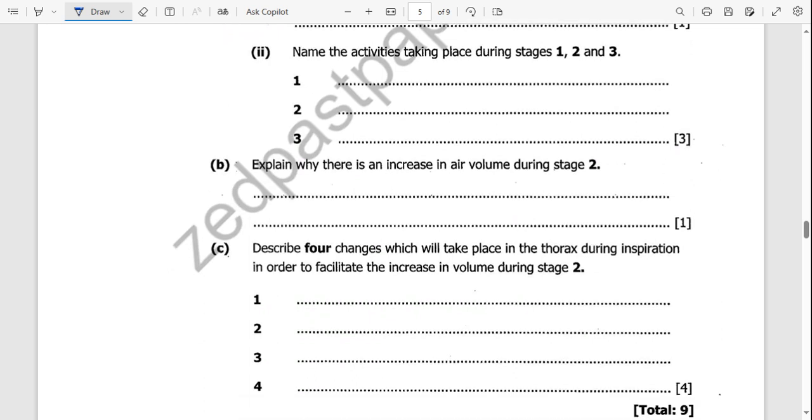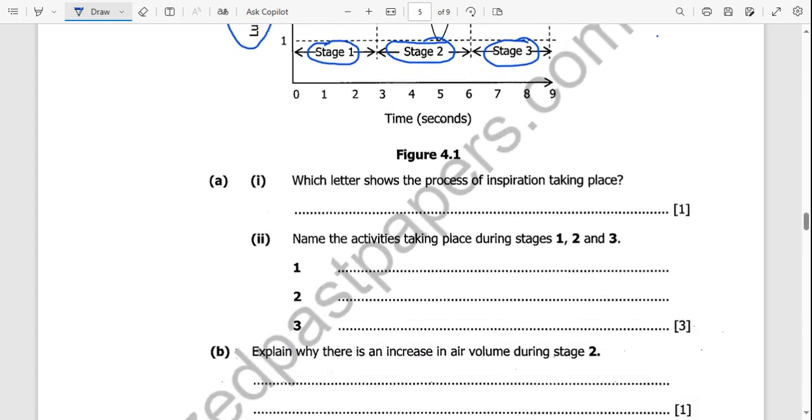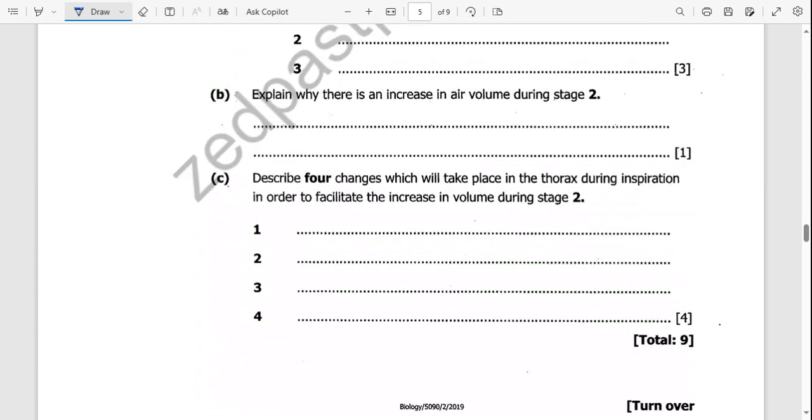Describe 4 changes which take place in the thoracic cavity during inspiration in order to facilitate the increase in volume during stage 2. So you can think of it yourself. When you try to breathe in, what is happening to your chest? Your chest is expanding. Okay, so the external intercostal muscles contract. External intercostal muscles contract.